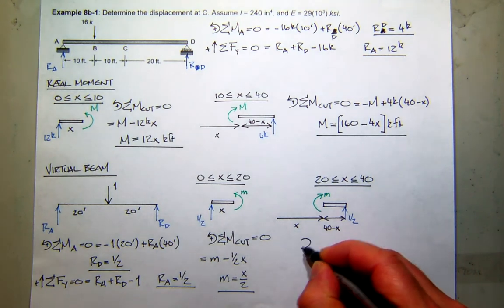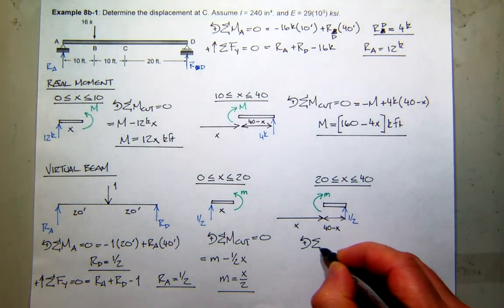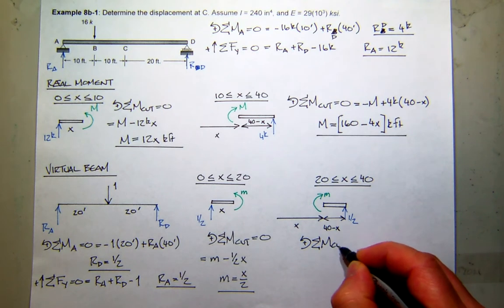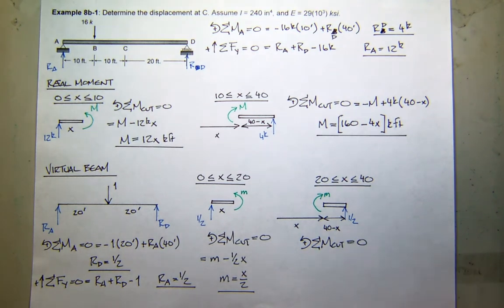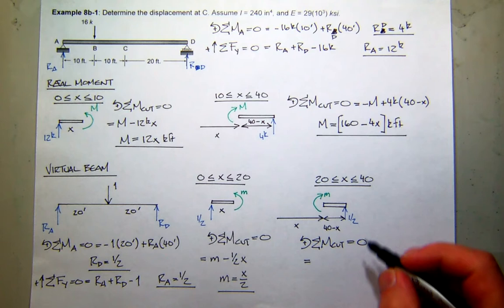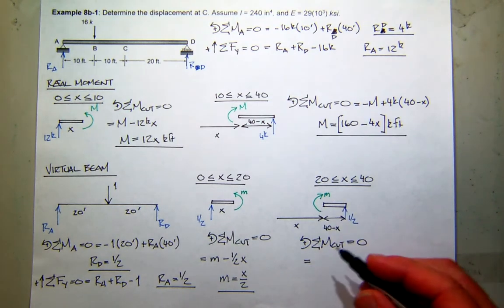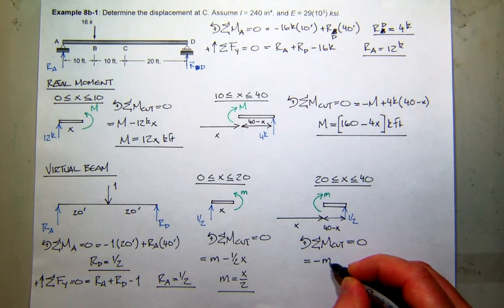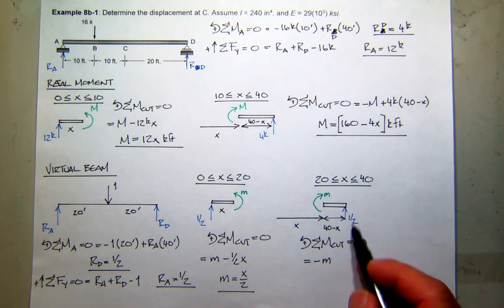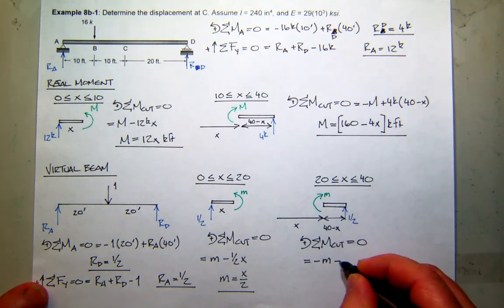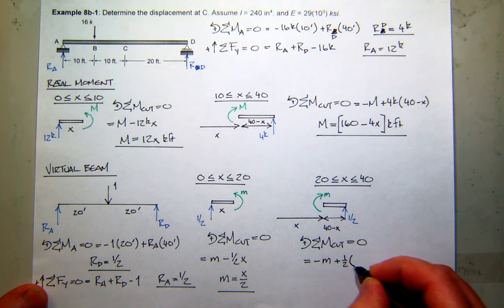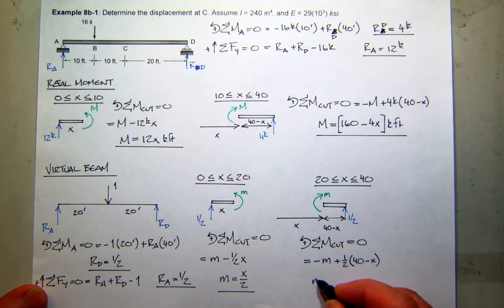So we'll do the same thing. We will sum moments about the cut. Make sure it's in equilibrium. So when I do that, starting with the moment, is that a positive or negative moment with my sign convention? Negative. And about the cut, the 1/2 creates positive moment. So there's the force 1/2. The moment arm is 40 minus x. So it looks like the virtual moment is 1/2 (40 minus x).